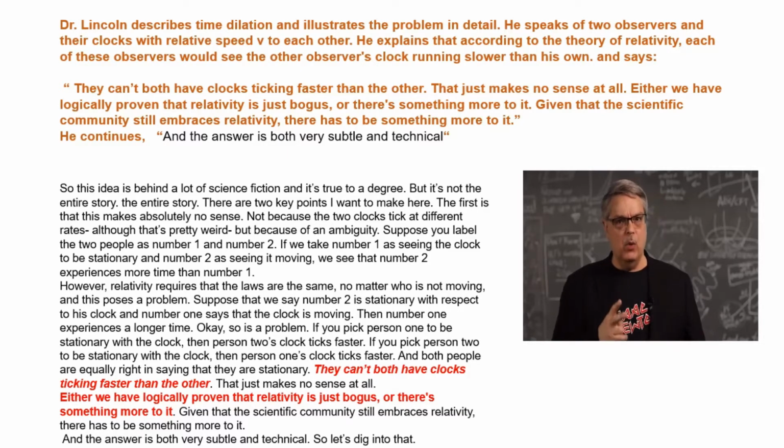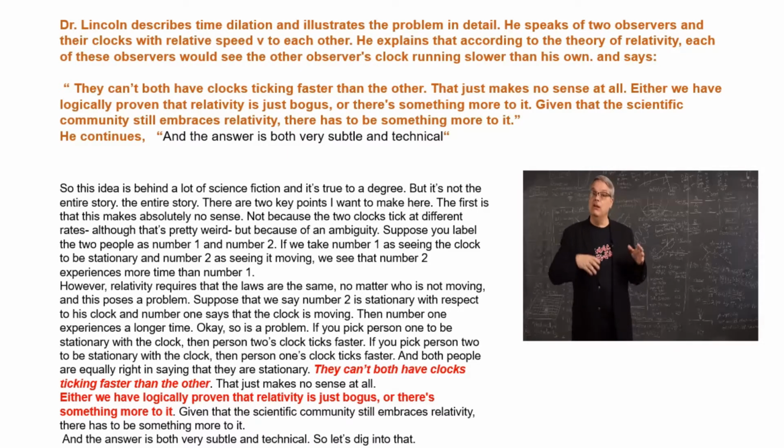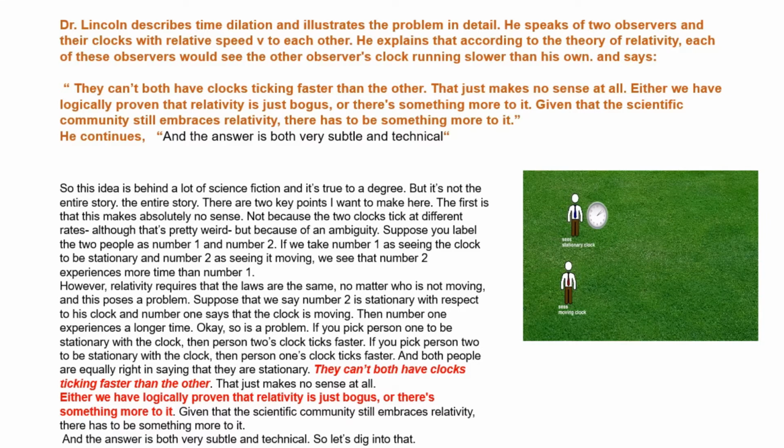There are two key points I want to make here. The first is that this makes absolutely no sense. Not because the two clocks tick at different rates, although that's pretty weird, but because of an ambiguity. Suppose you label the two people as number 1 and number 2. If we take number 1 as seeing the clock to be stationary and number 2 as seeing it moving, we see that number 2 experiences more time than number 1.